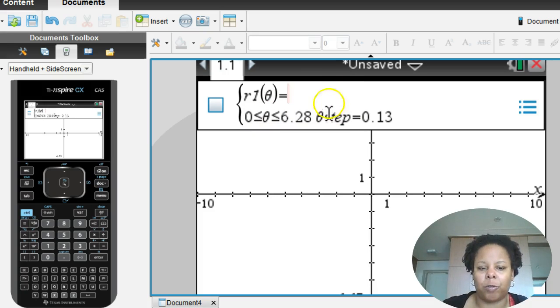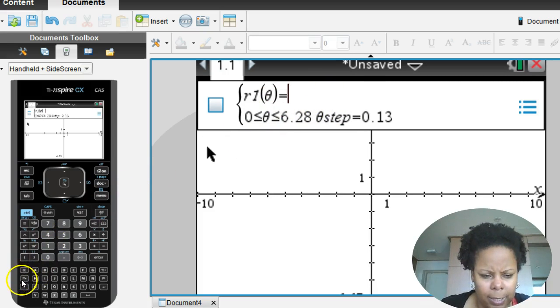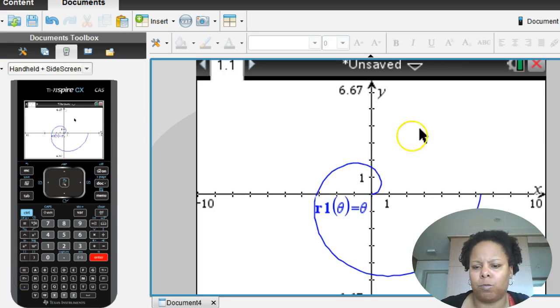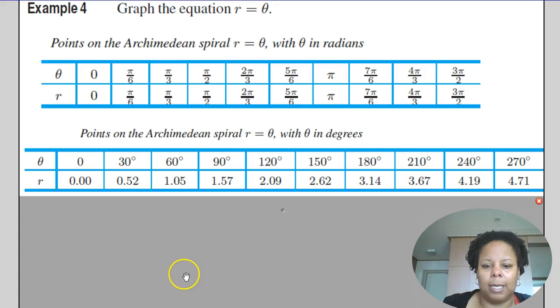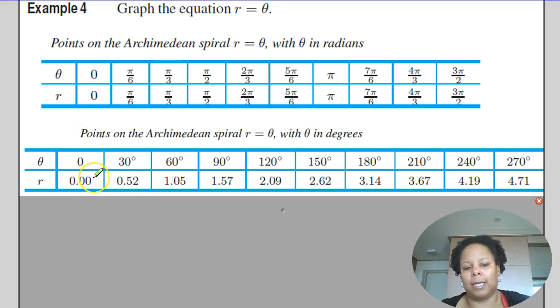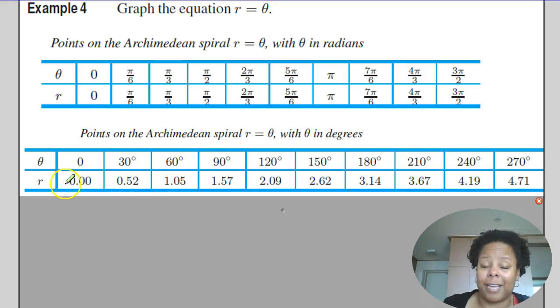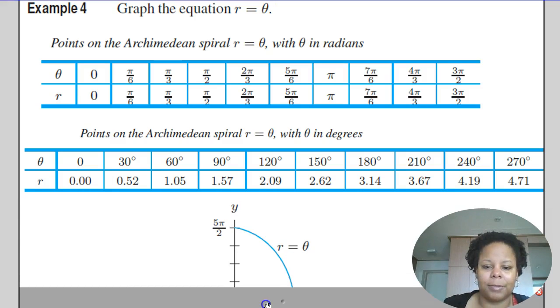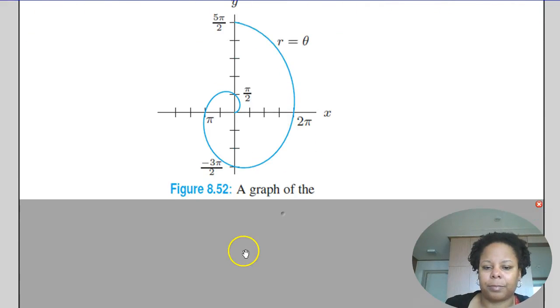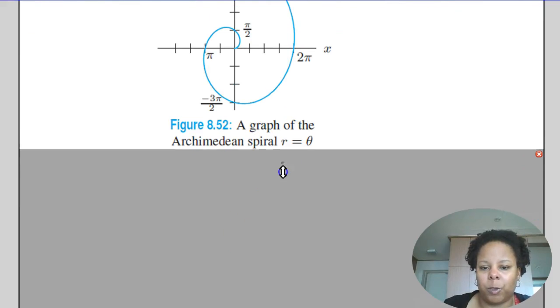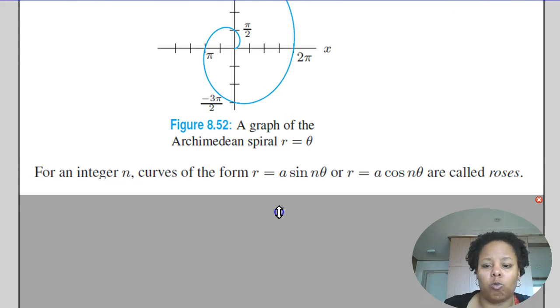Okay, so if I want to do just theta, I'm going to hit the symbol button, type in theta, and press enter. I get this, which is an Archimedean spiral. Moving on, as we can see here, as the angle gets bigger, the radius, or r value, gets bigger, and it looks something like this.